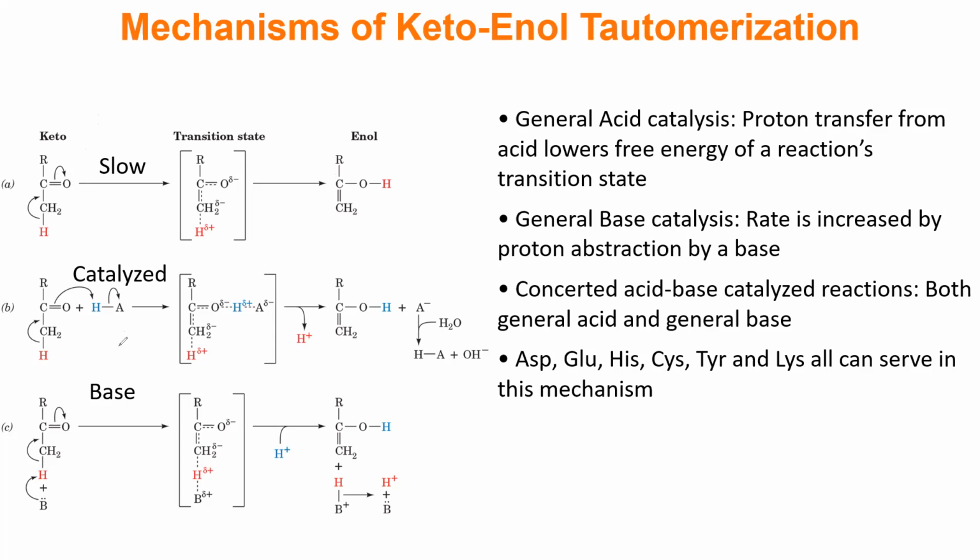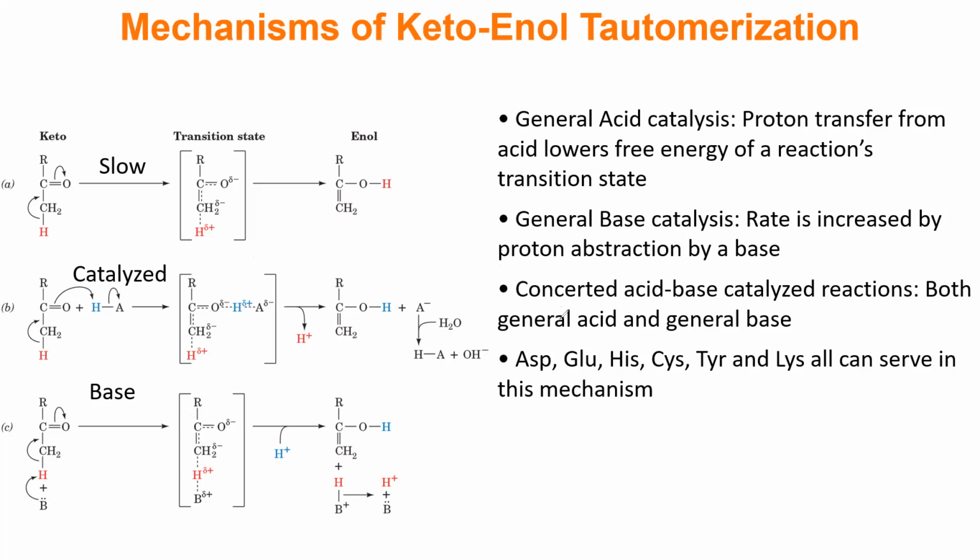So there's two ways in which this reaction can be sped up. One is through the use of an acid, where this acid is donating this hydrogen. And one is using a base, where the base is actually pulling off the proton of this CH2. So there's two different ways in which we can speed up this ketol to enol reaction. And sometimes in enzymes, we'll see both acid and base catalysis. That's called concerted acid and base catalysis, where they happen at the same time.